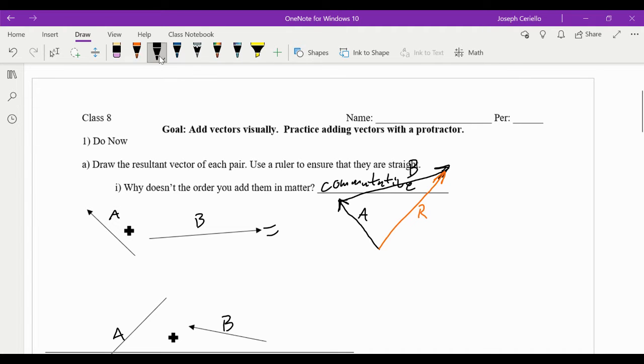Now what if I wanted to add these a little bit differently? What if I wanted to draw B first? So I could draw B first. Make sure it's about the same length and about the same direction as B there. Mine's a little bit off, but that's fine. And vector A is tip to tail with B. Still the same direction, still the same length. I'm going to move this over a little bit so that it's still on the page.